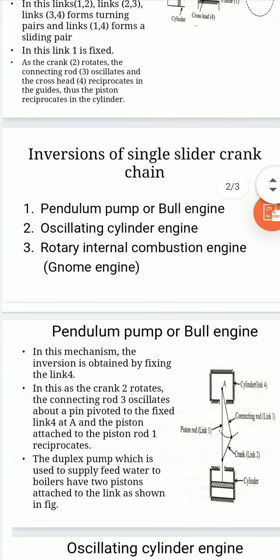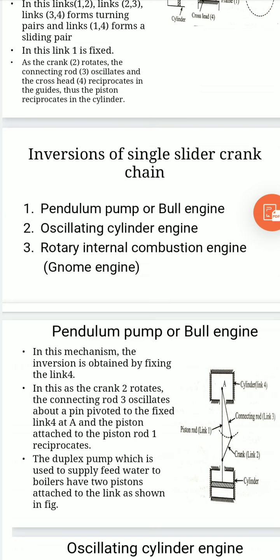Next is the inversions of the single slider crank chain. Inversions are nothing but the mechanisms you obtain by fixing different links at different times. In this we are going to study 3 engines. One is the pendulum pump or bull engine. The second is the oscillating cylinder engine, and the third is the rotary internal combustion engine, also called the Gnome engine. So these are the 3 inversions we are going to study.